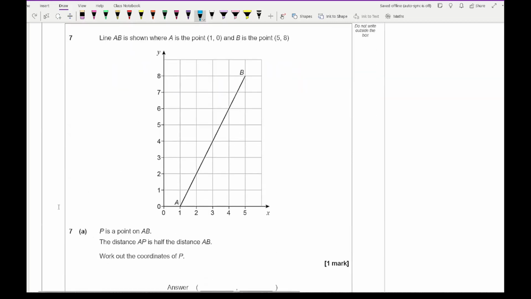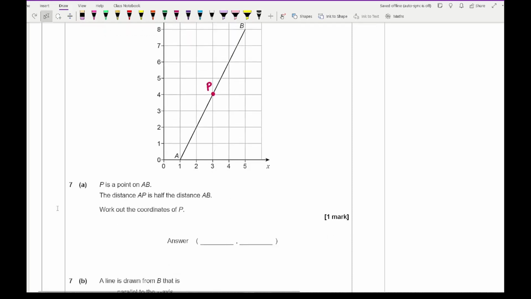Moving on to question 7, it says the line AB is shown, where A is the point 1, 0 and B is the point 5, 8. P is the point on AB. The distance AP is half the distance of AB. Work out the coordinates of P. So P is the midpoint, and the midpoint of this line is here. So what is that coordinate? Well, that's going to be 3, 4.